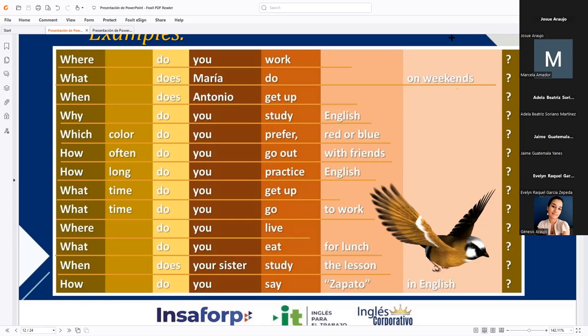Marcela Amador, where do you live? No, Marcela is not. Okay. Adela Beatriz, where do you live? Okay. Jaime, where do you live? I live in San Miguel. In San Miguel, okay. I live in La Popa. I live in La Popa, okay. All right. Excellent. So, Evelyn, where do you live? I live in Ahuachapán. You live in Ahuachapán. Hey, how nice. Okay, right.